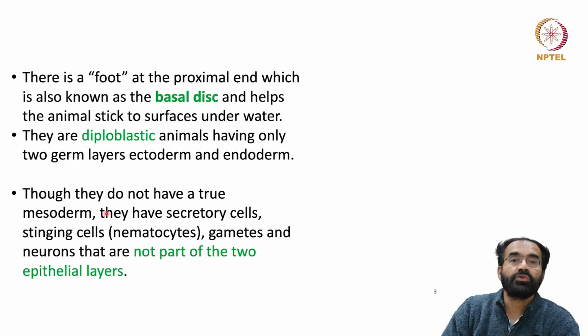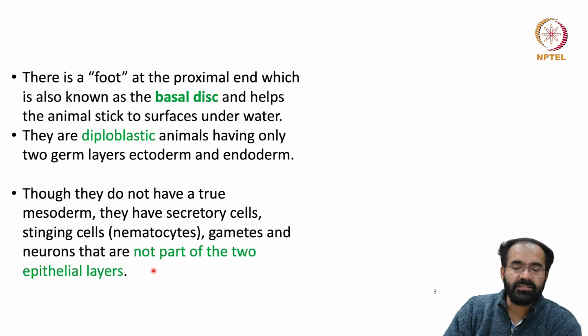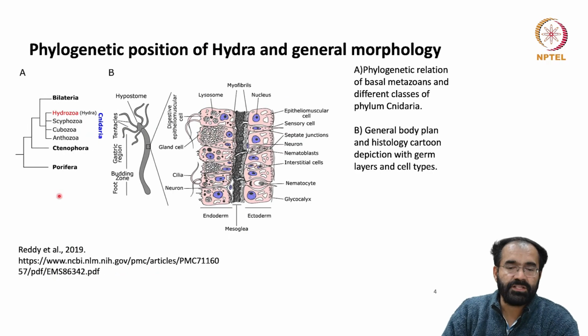Though they do not have a true mesoderm, they have secretory cells and stinging cells, that is nematocytes. That means it can create a small amount of toxins to evade unwanted intruders. Gametes and neurons are part of neither ectoderm nor endoderm but are located in between, and this is often referred to as mesoglea, not mesoderm. These cells are present, but it's not a true mesoderm.